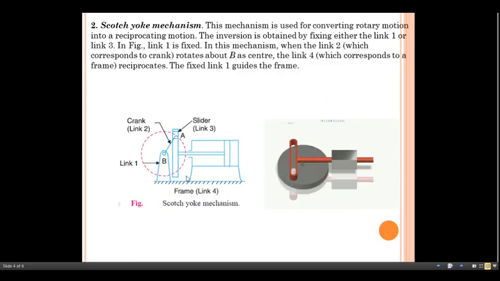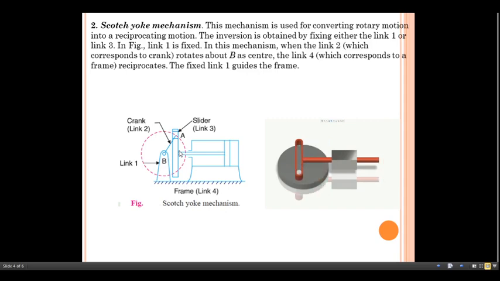Now let us discuss the next inversion, the Scotch yoke mechanism. This mechanism is used for converting rotary motion into reciprocating motion. See the various links. This inversion is obtained by fixing either link number 1 or link number 3. Link number 1 or link number 3 is fixed.